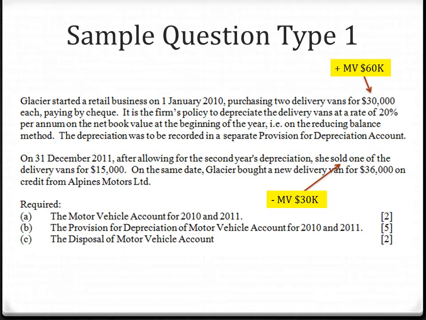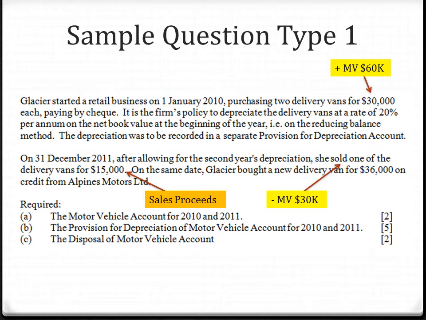If you're going to remove just 15K, which is the sales proceeds, by the way, which is a common mistake made by a lot of students, they just take the sales proceeds figure and put it inside the motor vehicles account. Then you realize that you still have this 15,000 remnant of this particular motor vehicle that you're selling still hanging within the motor vehicles account, and you don't want that.